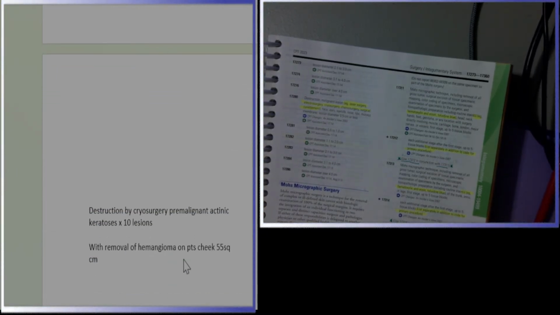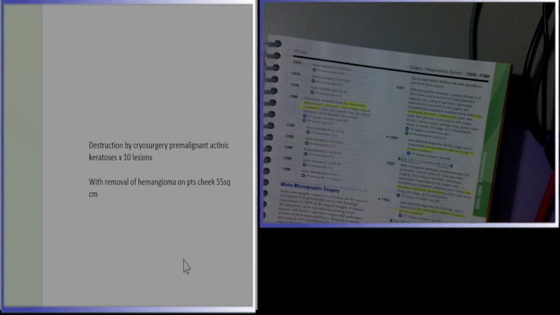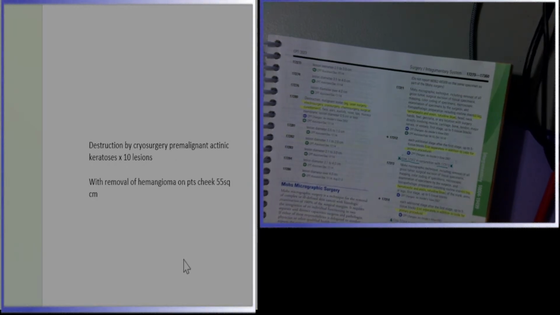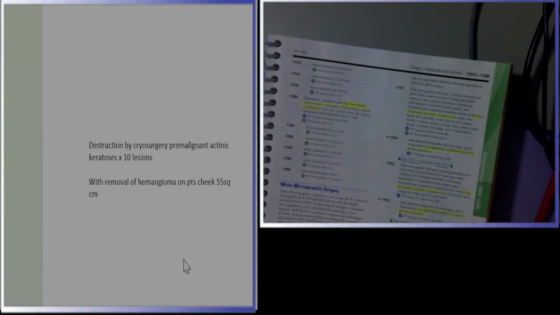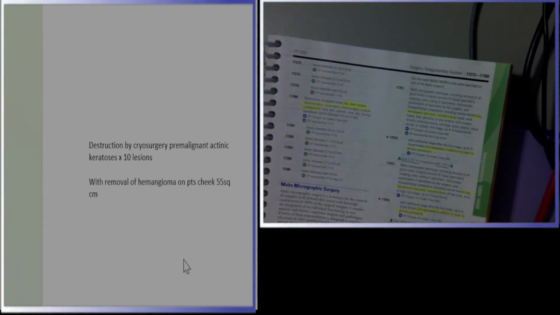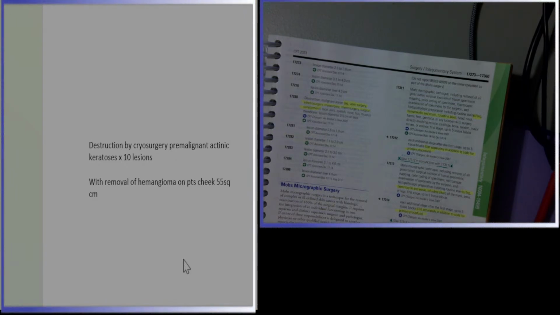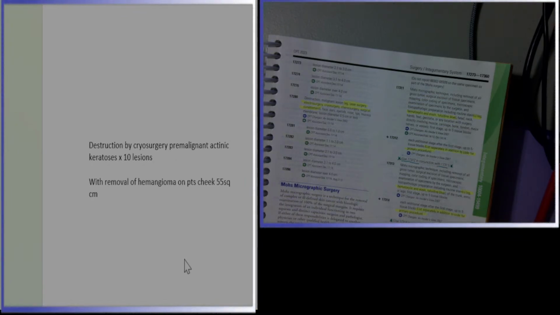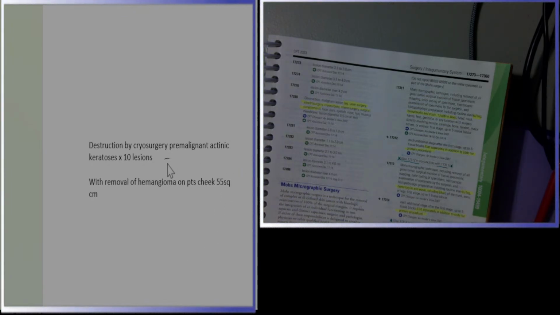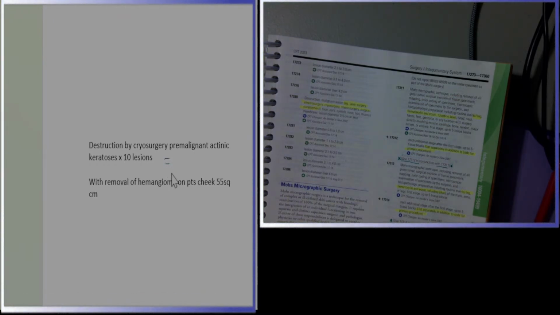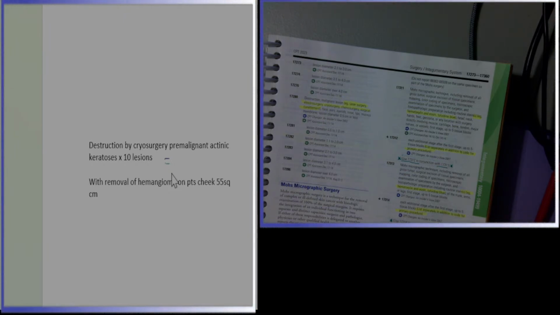Y'all got on your listening ears? Let's see how you do with this question. There's no A, B, C, or D here. Y'all are going to have to really figure it out. So if we were destroying by cryotherapy some pre-malignant AKs, and we had 10 of them, what's our first code? That's great, April.